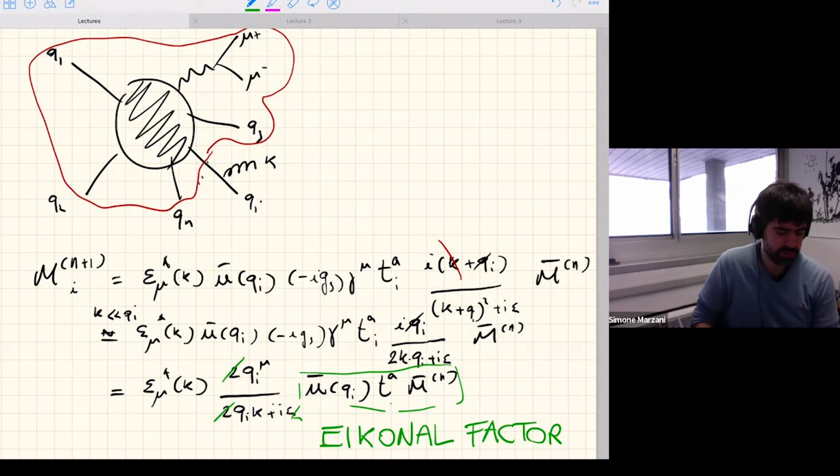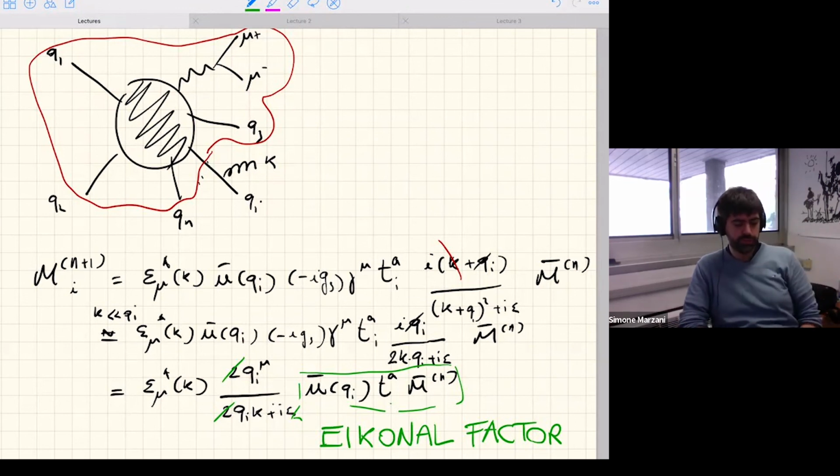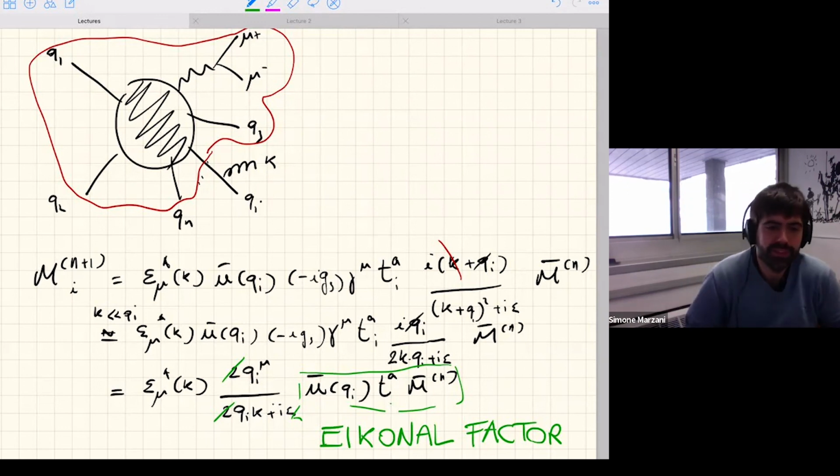Okay, so the plan for tomorrow is to start from here and write down what the matrix element factorization looks like in the collinear limit and in the soft limit, and then we'll try to apply this to do an actual calculation. Okay.